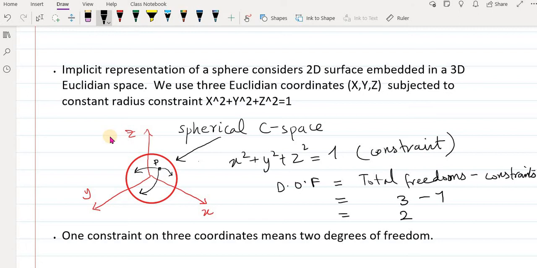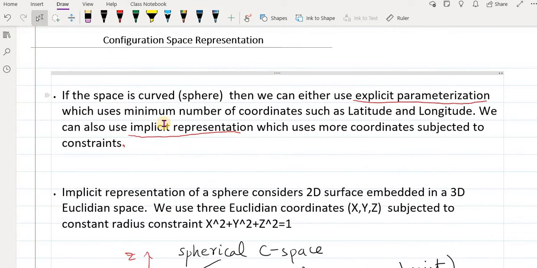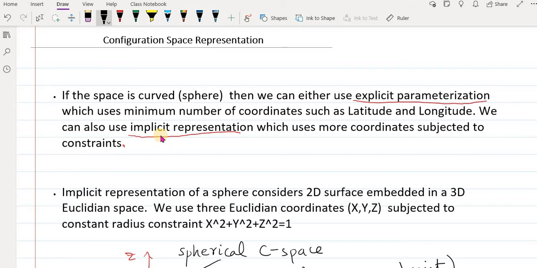And as you have noticed, this time we used Euclidean coordinates for its representation, but previously we always used latitude and longitude, this explicit parameterization. So for the sphere, we always used latitude and longitude.